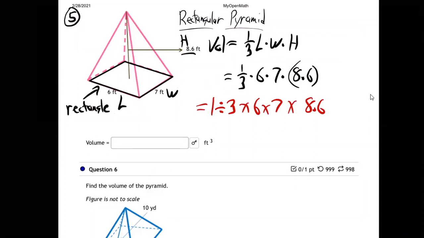So I'm hitting the buttons right now. I'm getting 120.4. They've already got the units for us. Cubic feet. So there we go.